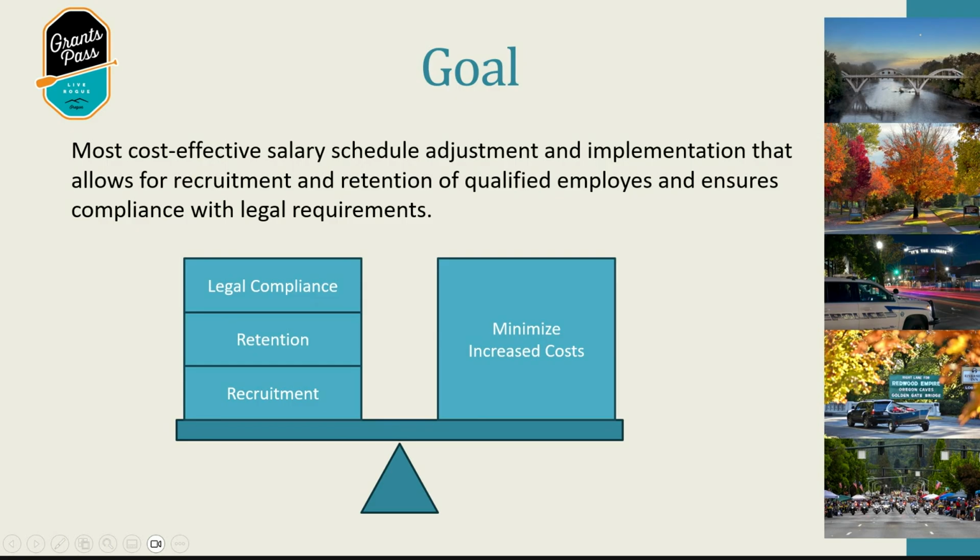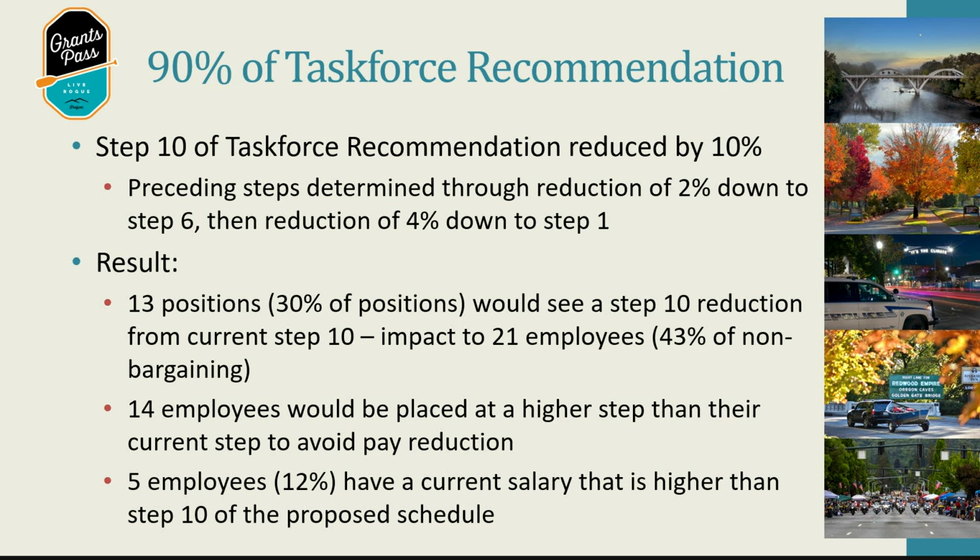So with that, that jumps us forward to what Council asked staff to return with at the last workshop, which is the 90% of task force recommendation. So the parameters were, what would it look like if council adopted a salary schedule that is 90% of what the task force had previously recommended? And we're calling this the 90% of task force recommendation option. It's not a recommendation that was made by the task force, it's a reduction to that recommendation.